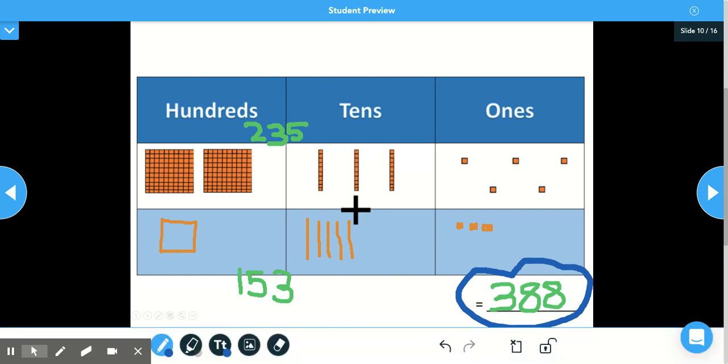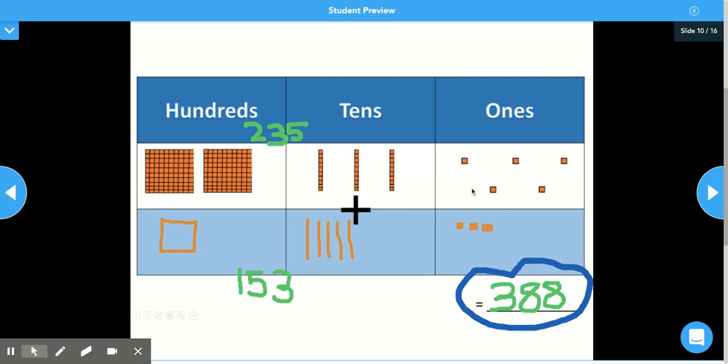Now try doing this problem by creating your own number and your own 3-digit addition problem.